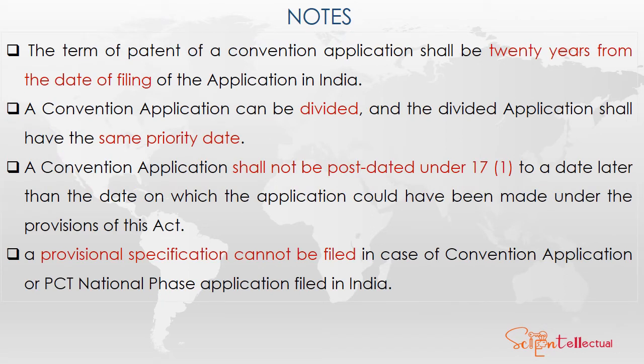There are a few points to be remembered. The term of a patent of a convention application is 20 years from the date of filing the application in India. The convention application can be divided, and the divided application shall have the same priority date. A convention application cannot be post-dated, and a provisional specification cannot be filed in case of a convention or PCT application.